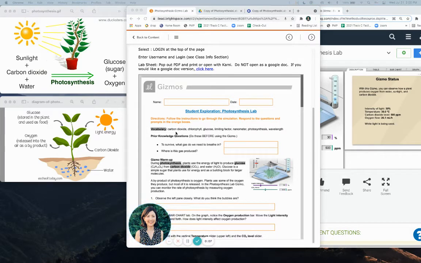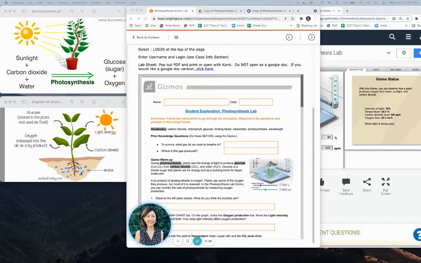Before we begin, I just want to make sure that you're clear about what photosynthesis is. So here we've got the reactants, or the ingredients, that photosynthesis requires, and that's sunlight, carbon dioxide, and water. And the plant uses those three reactants to make glucose, or sugar, and oxygen.